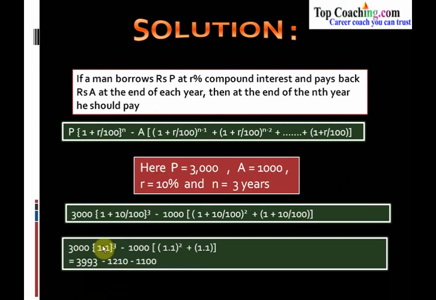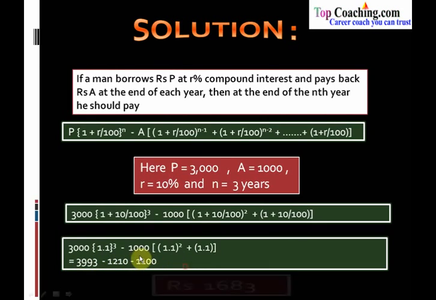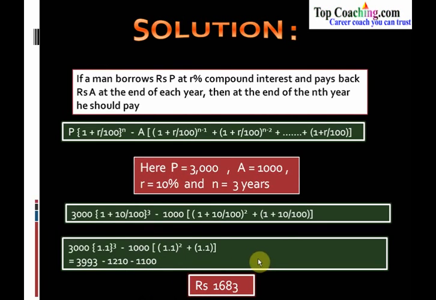Now this becomes 3000 into this expression, which is 1.1 whole cube. So 3000 into 1.1 whole cube minus 1000 into (1.1 square plus 1.1). So this finally gives us the value as 3993 minus 1210 minus 110. And so the final value that he has to pay is equal to 1683. So if he pays 1683 rupees at the end of 3 years, then he'll be able to clear all his dues. So just remember this formula in case you encounter such type of a problem.